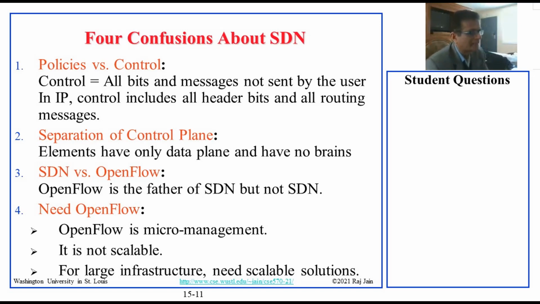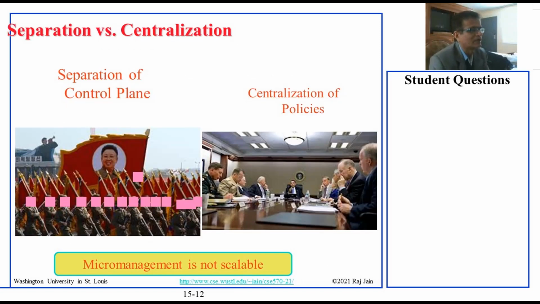OpenFlow is micromanagement. It is not scalable for large infrastructure, for scalable solutions. So we need some automation, some other ways to improve productivity. Now, this cartoon clearly explains the difference between control plane and policies. On the left, all the control planes from the data plane have been removed, and they cannot think. There is only one brain which is controlling the whole plane, right?